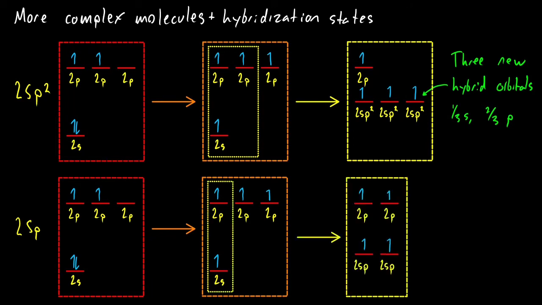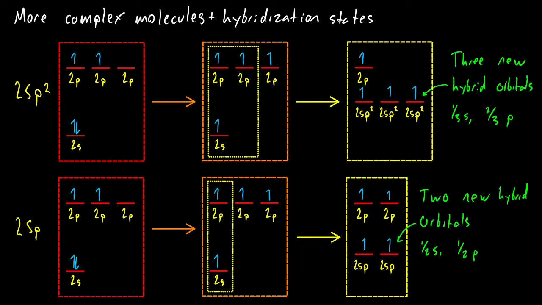For the sp set, we do the same thing. We mix the s orbital with one of the p orbitals, creating 2 new sp hybrid orbitals and leaving 2 p orbitals unhybridized. These orbitals would have 1/2 s character and 1/2 p character.